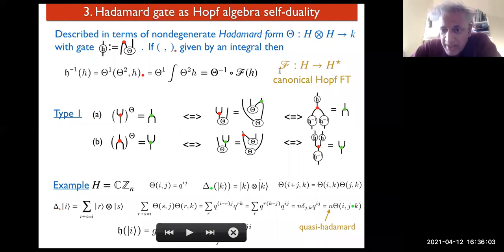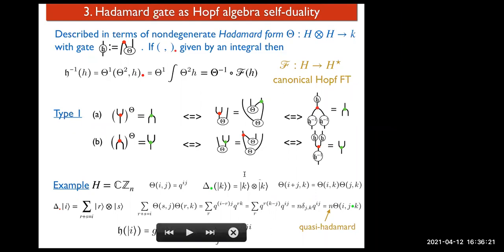So what happens is that the square of the Fourier transform is always the antipode in some generality, and then the square of the antipode is one in the commutative or co-commutative case. So that's order 4, but for a general Hopf algebra, the S to the 4 is the identity, so that would be order 8. That's nice, that's very neat.